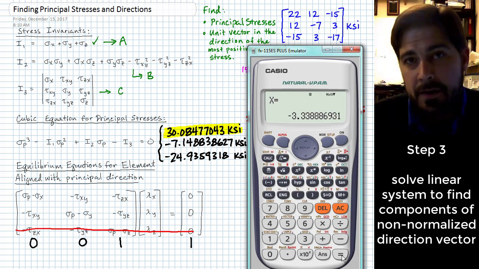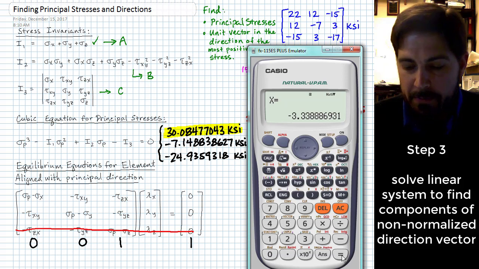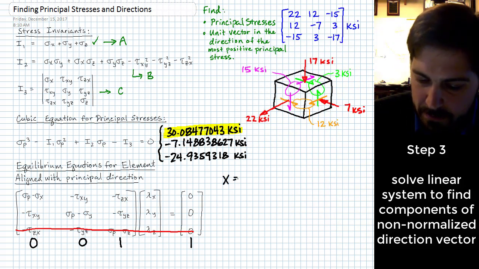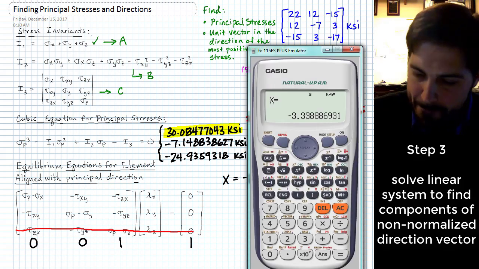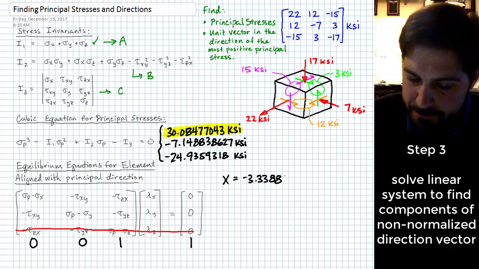And we solve. Now, this is another spot where I don't have a great way of taking these results and getting them automatically stored into one of my variables that's in the calculator. So I'm going to go ahead and write these down. And so I'll basically write this down as x being negative 3.3388. Then I have 86931.